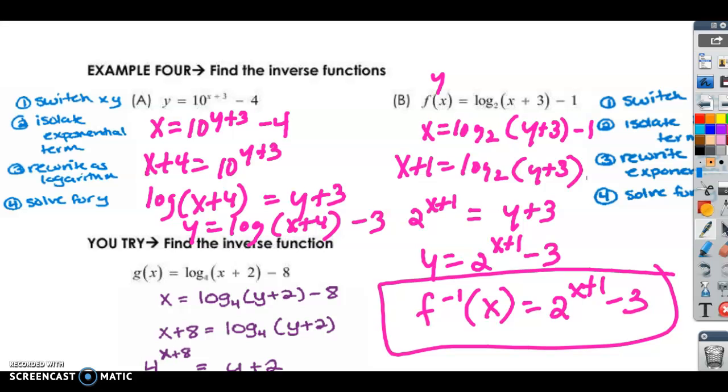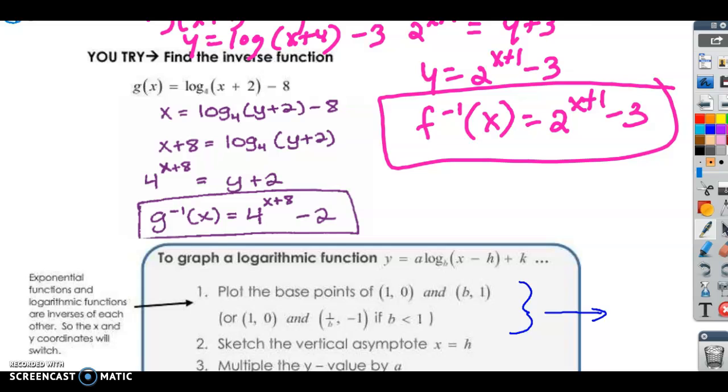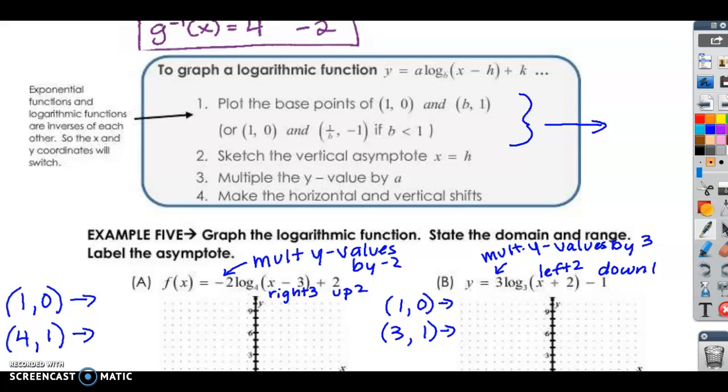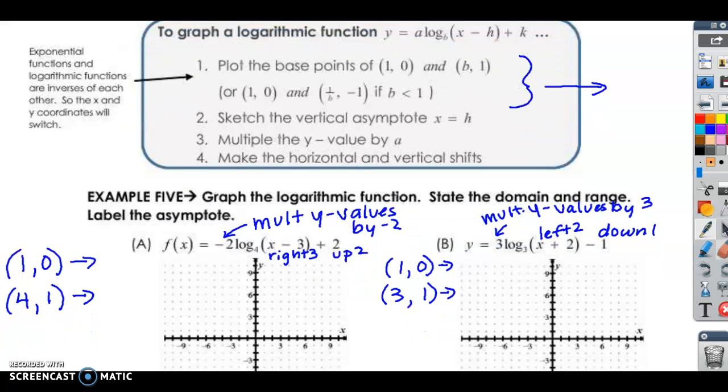If you would like to try the U-Try, it is right here. You may go ahead and do so and check your work in a little bit. We're going to move on to graphing logarithmic functions. It's similar to what we did last class, graphing exponential functions.